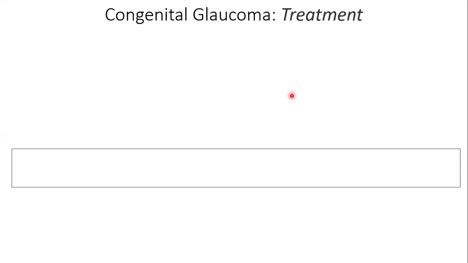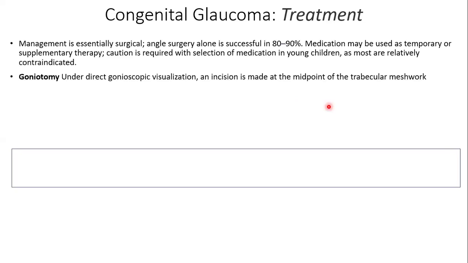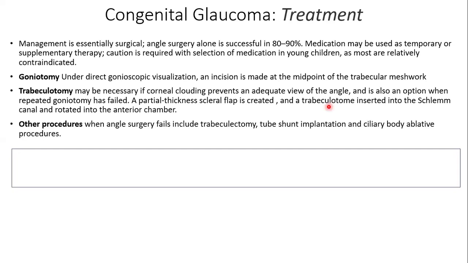Then finally, if all these failed, what will they do? We can go for the implants. There are many implants, glaucoma drainage devices. And the last measure, what can we do? Cyclodestructive procedures. Yes, cyclodestructive laser as the last resort, usually in painful blind eyes or eyes with very poor visual prognosis.